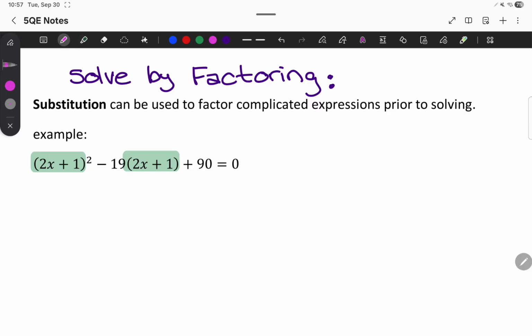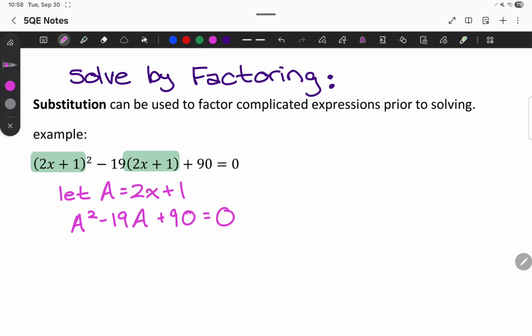The easier way to deal with this is to use what's called the substitution method. In the substitution method, we're going to take that complicated 2x plus 1 and replace it with something simpler. So let's pick a letter like A, and let's say that we will let A equal 2x plus 1. This allows me to rewrite my equation in a way that it's going to look a bit simpler. So instead of 2x plus 1 squared, that would just be A squared, minus 19, again, times A instead of the 2x plus 1, then plus 90 equals 0.